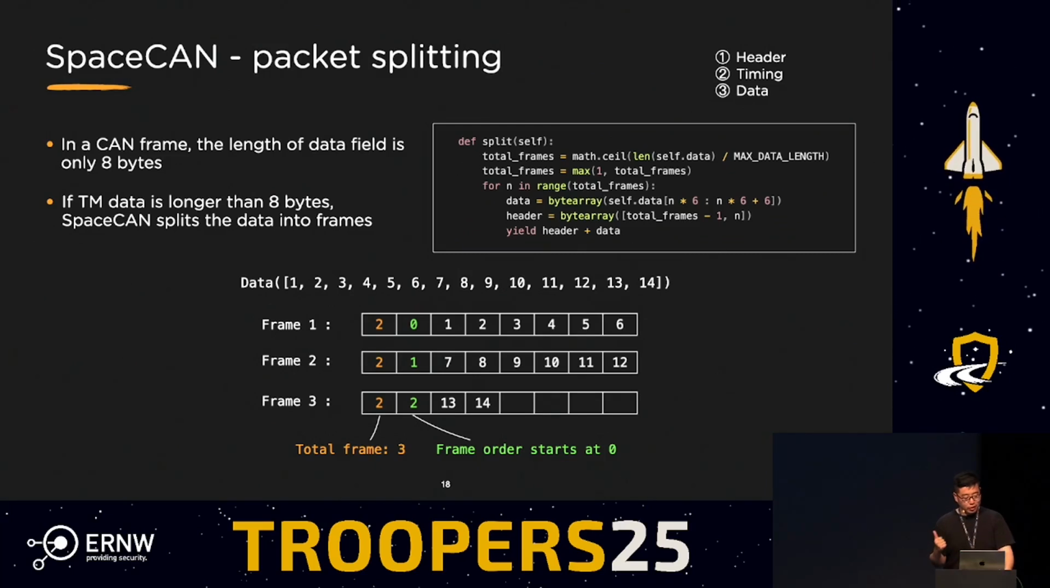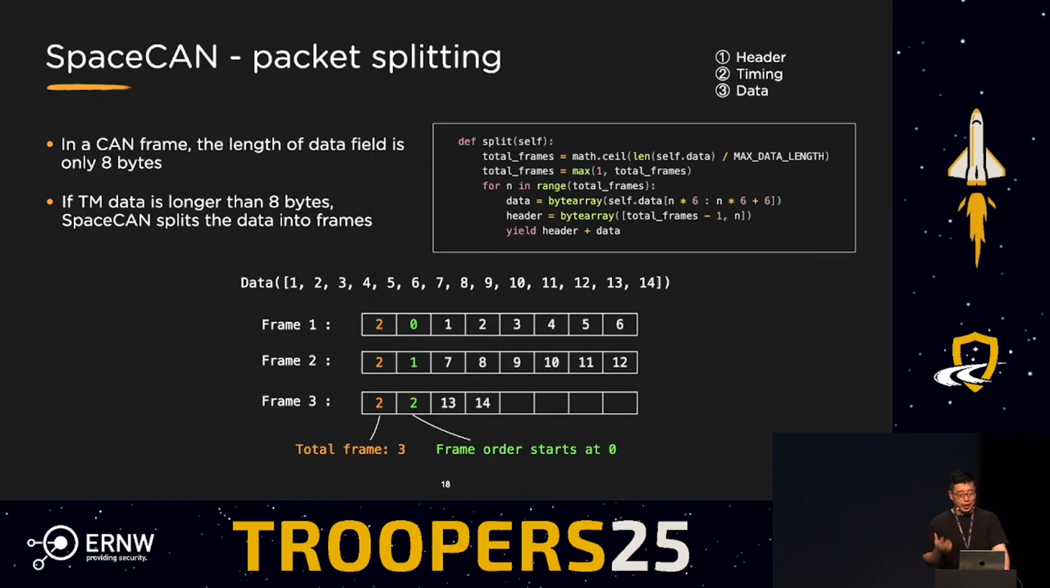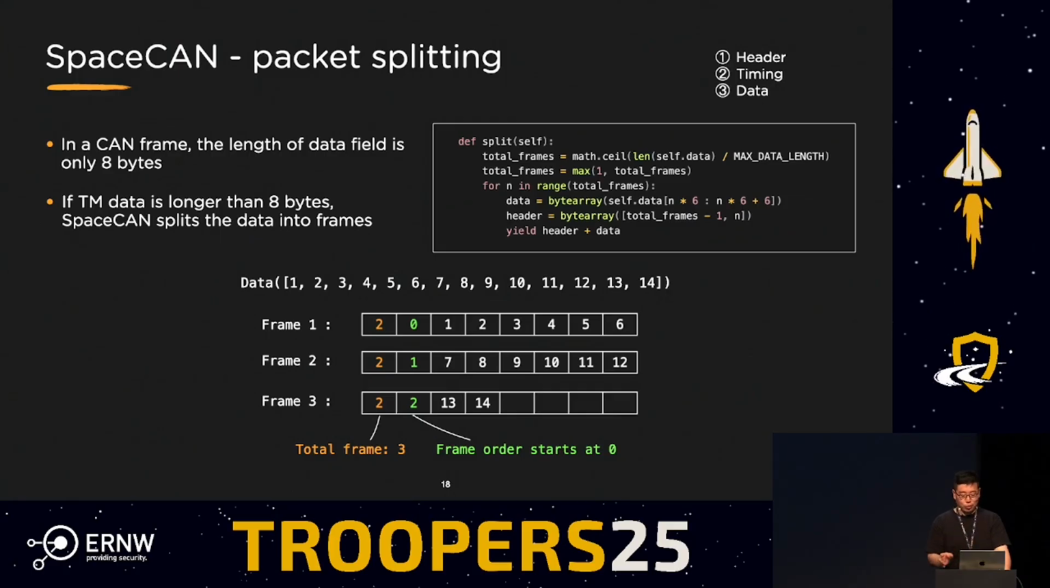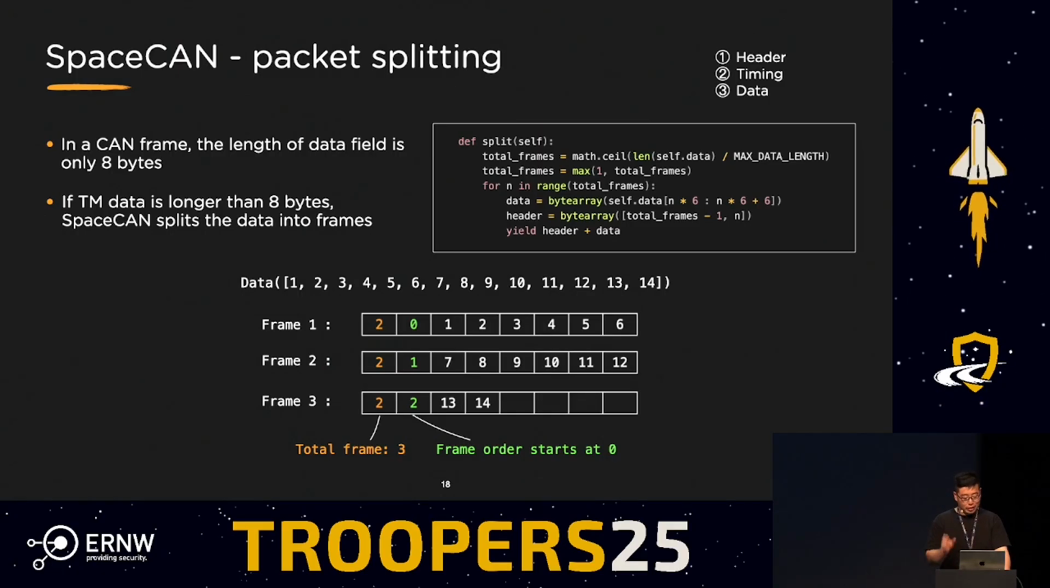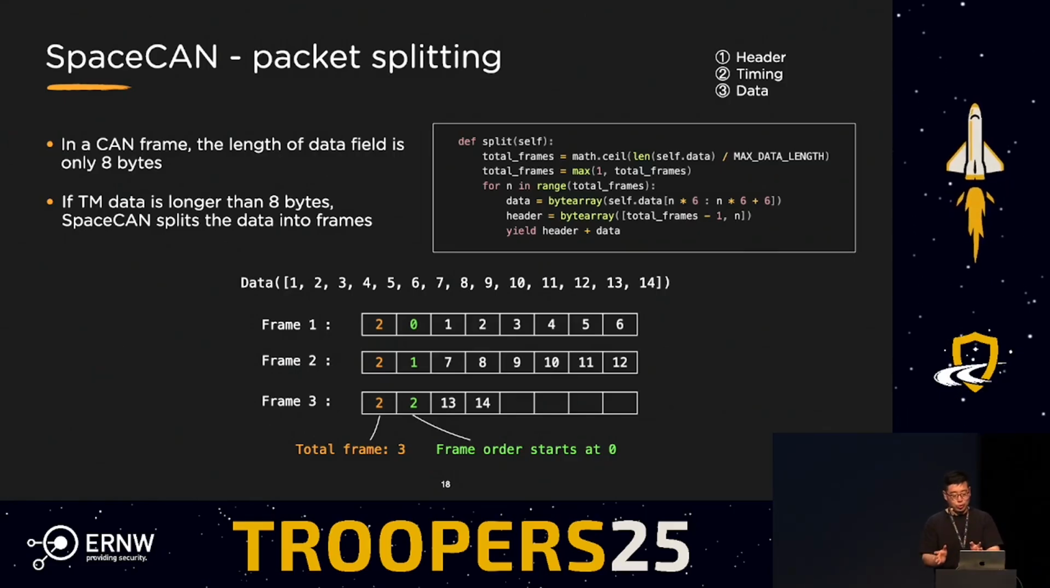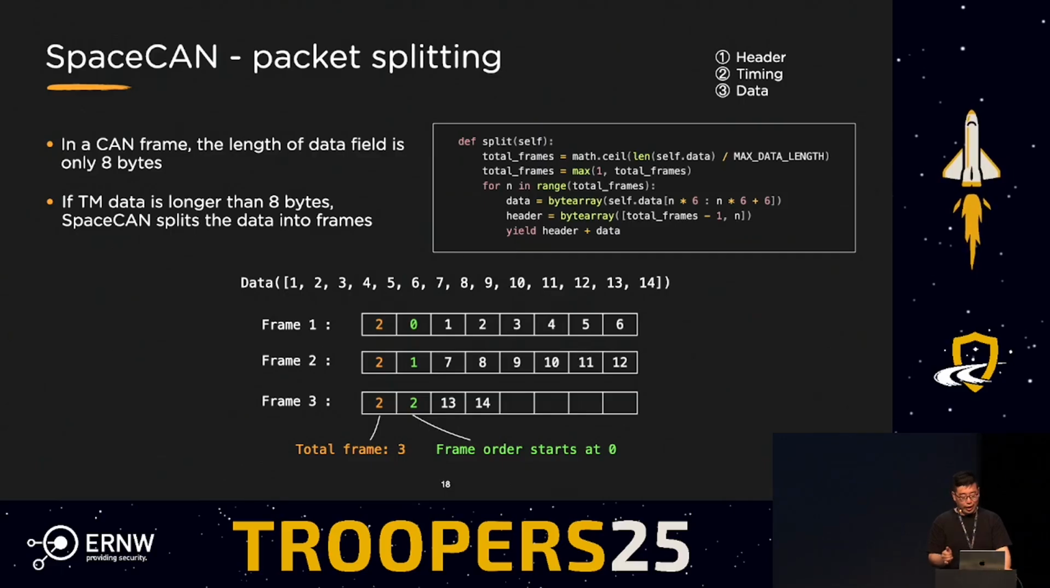So in here, the protocol has a mechanism for long data, because the data for one telemetry might be longer than 8 bytes in the CAN frame. So it divides the long data into 6 bytes and adds 2 reserved bytes at the front of the frame.